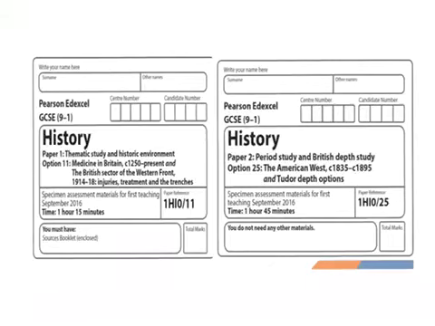Hi, Mrs. Bradley here with a tutorial on how to answer the Describe Two Features question, which features on the British sector of the Western Front part of the medicine paper and the Elizabeth section of the Tudor depth option on paper 2.